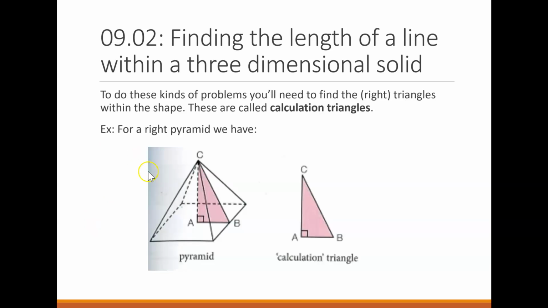So for a right pyramid, we can draw this calculation triangle ABC. Everybody's okay with that?